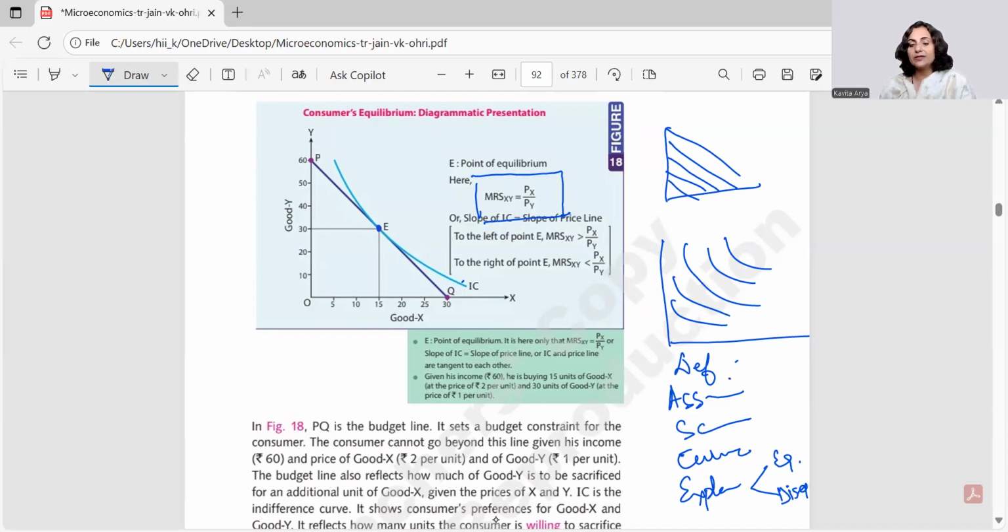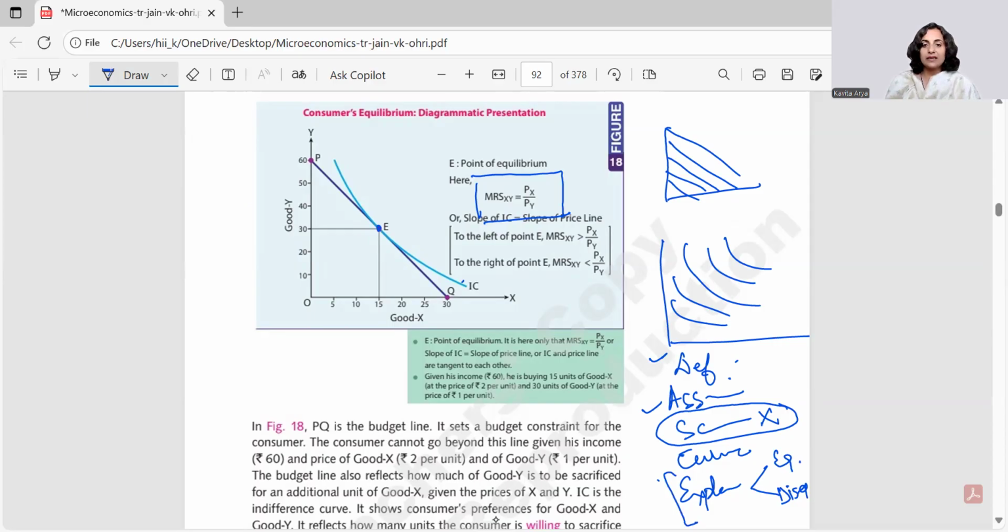So how do we define consumer equilibrium? The point of rest and the point of maximum satisfaction for him. Assumptions means the IC is convex to the origin, the prices are fixed, the money income is fixed. All these are assumptions. Schedule is not required from paper's perspective. CBSE doesn't want any schedule for this explanation from you. So curve is required. This is the diagram wherein you would be showing the budget line as well as the IC. Now comes the explanation, and this is the most important part.